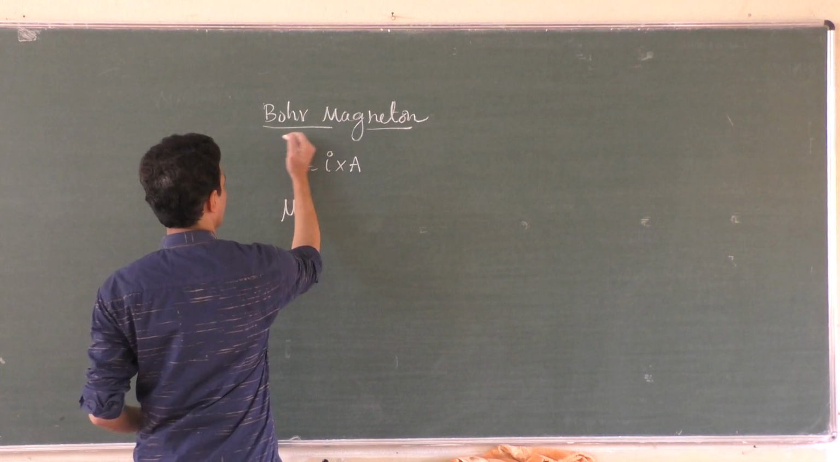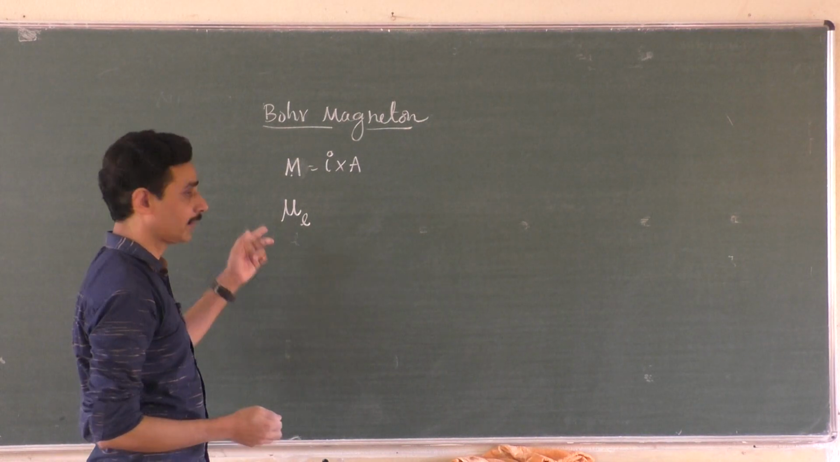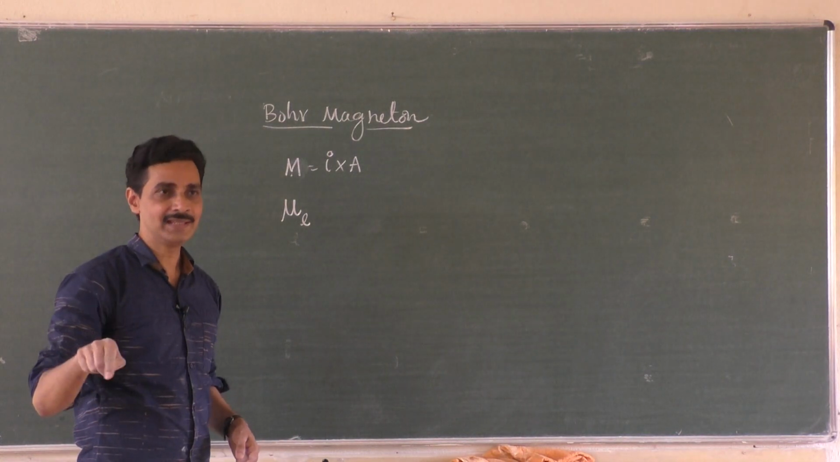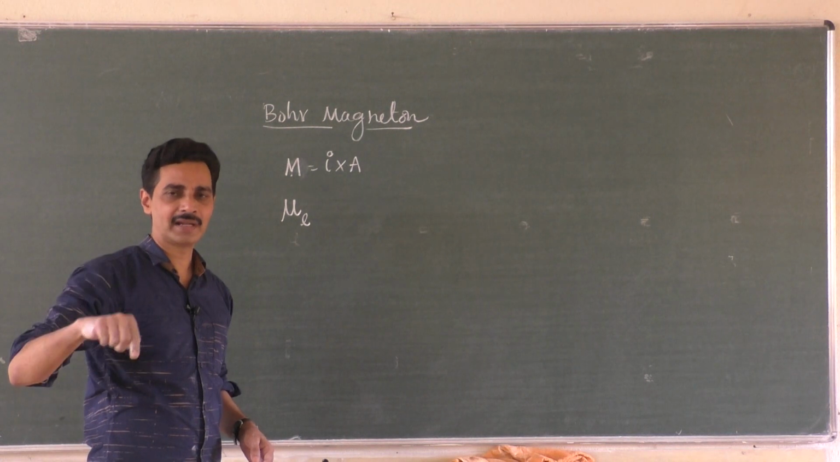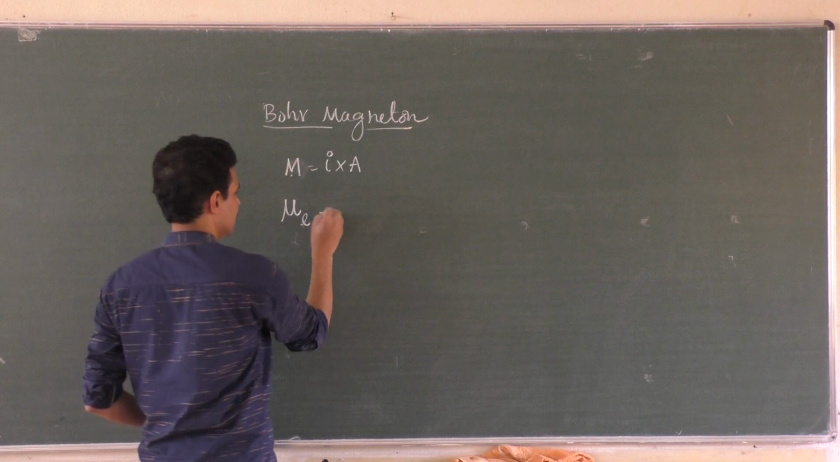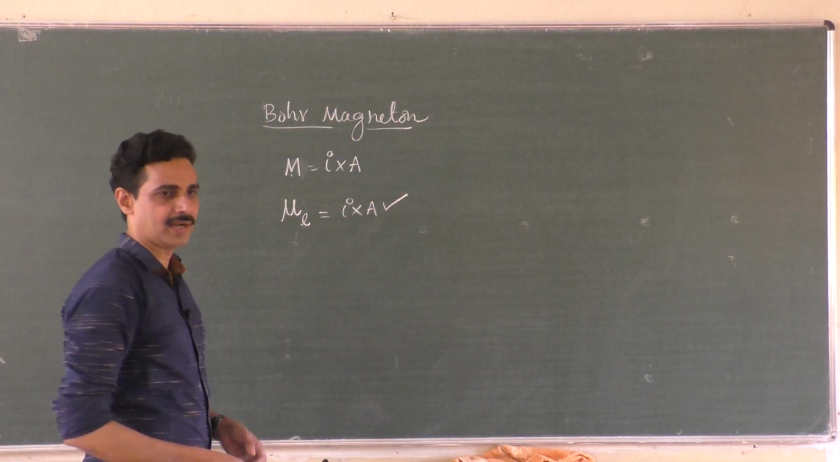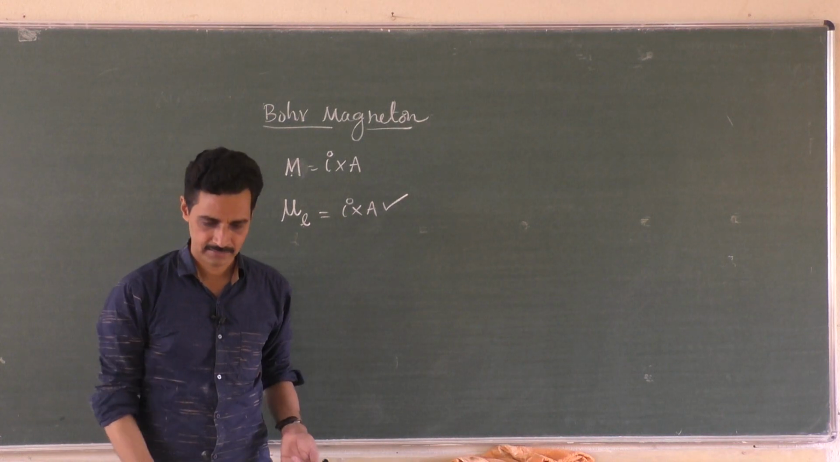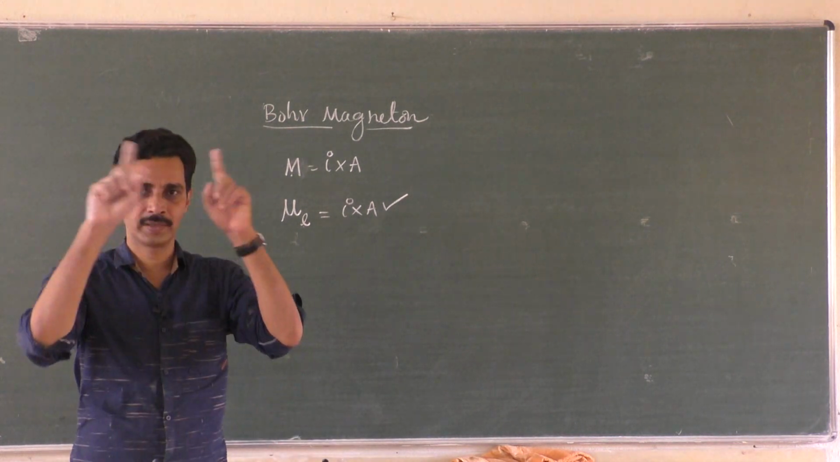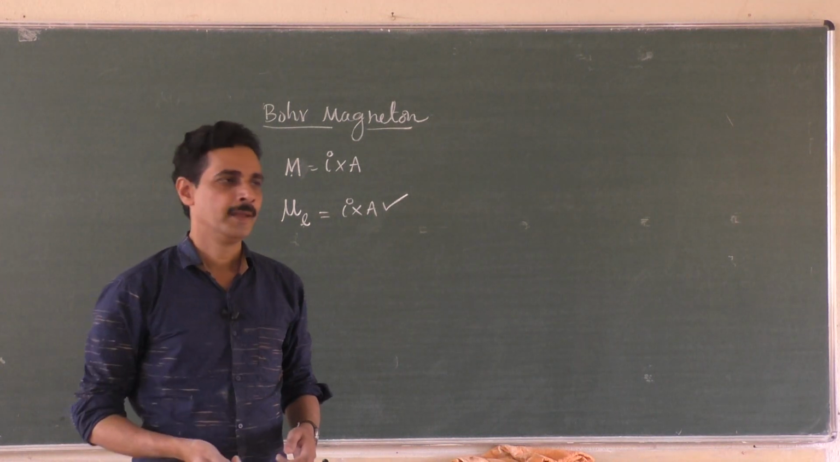In general terms, we write magnetic moment as capital M or small m. Here we represented it by mu, saying that we are calculating the magnetic moment of the electron only due to orbital motion. mu L is equal to current into area. You start from this formula. Current into area gives the magnetic moment. We use this in a current loop, right? Circular loop, current into area.